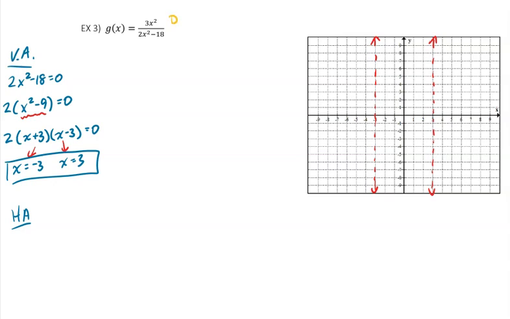Our degree on the top is 2. Our degree on the bottom is 2. So in this case, the degrees match. So we're going to look at those leading terms. For the leading terms, we have a 3 on top and a 2 on the bottom. So 3 halves. So y equals 3 halves is going to be our horizontal asymptote. So that's 1.5, so right in between 1 and 2 is going to be our horizontal asymptote.